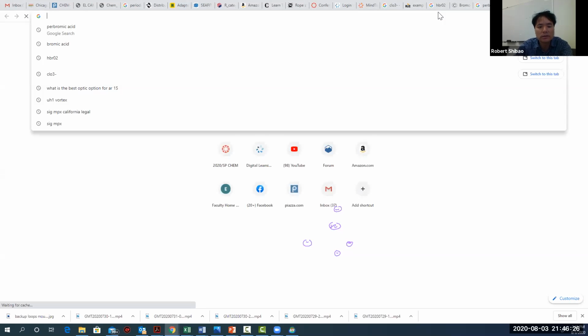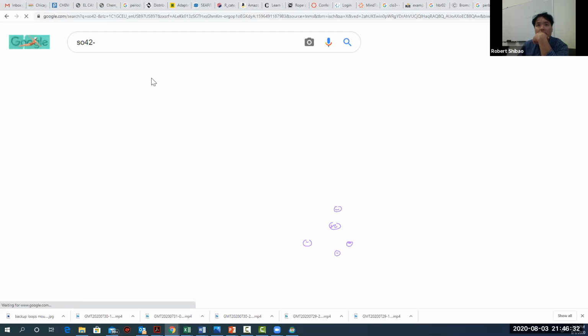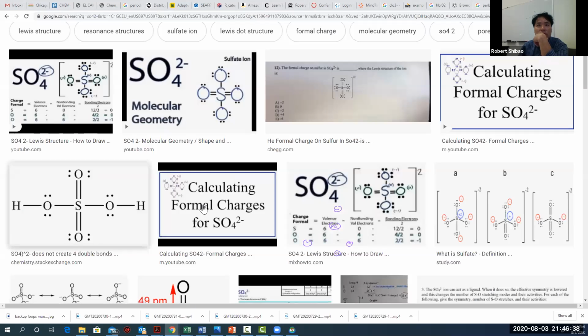And so let's take a look at sulfate here. So you'll see that most people are going to have 2 double bonds, 2 single bonds, and expand the octet. The reason they do that is to reduce the formal charge. The formal charge analysis here.